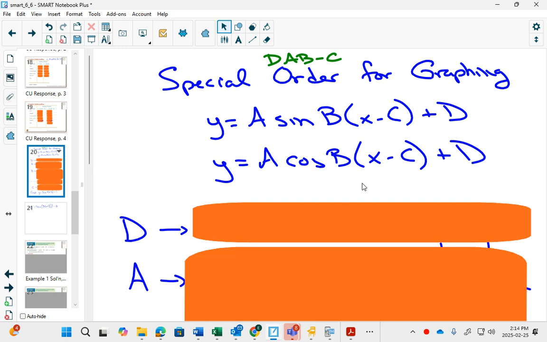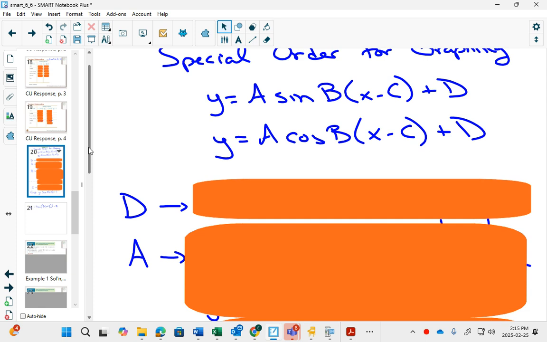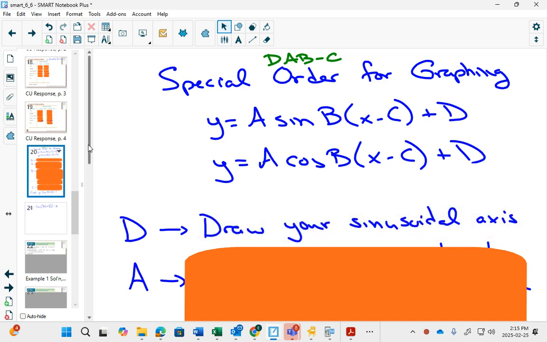The shortcut I call DAB C. Has a nice ring to it. And the reason it's called DAB C is because when you normally graph, you would do all of your stretches and compressions first, A and B, and then you would do C and D last. But in the shortcut, due to the properties of sine and cosine, we can actually start with D. So our order is a little bit different.